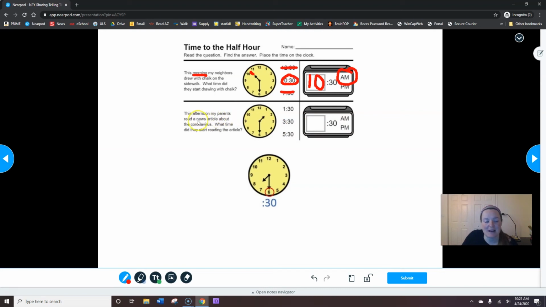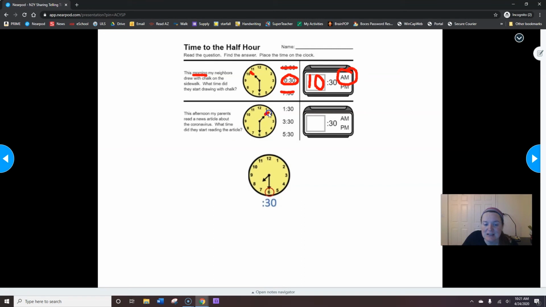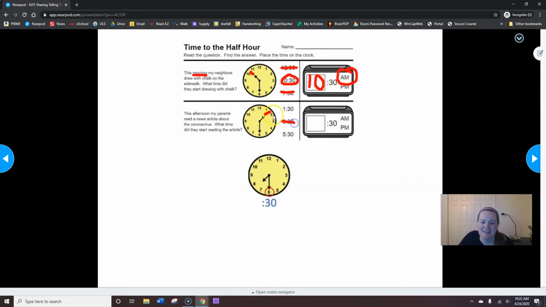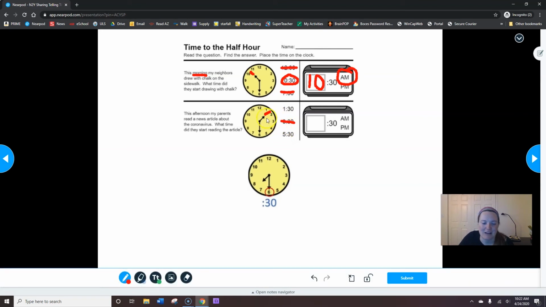This afternoon, my parents read a news article about the coronavirus. What time did they start reading the article? So first we look at the little hand. The little hand is between the 1 and the 2. It did not cross the finish line to 2 yet, so it's still 1 something. 1:30 maybe. It's not pointed at 3:30.